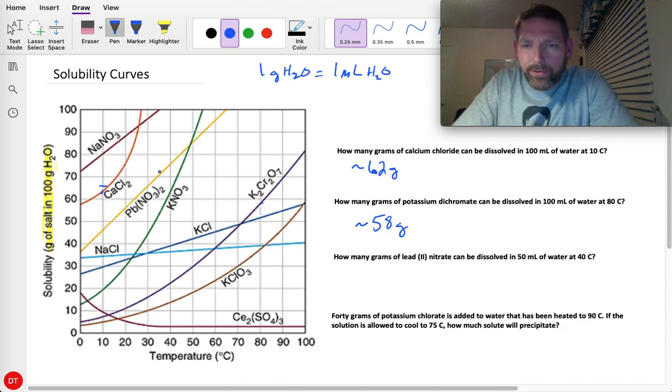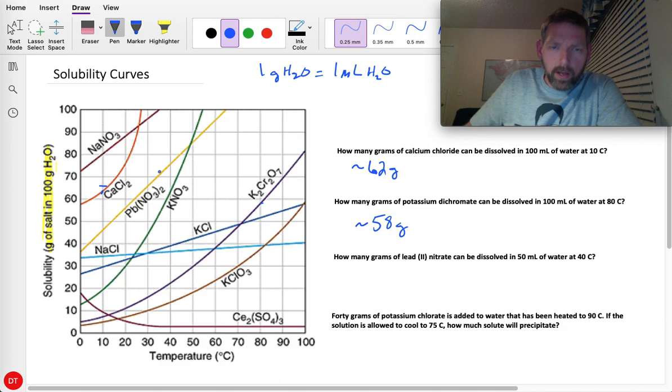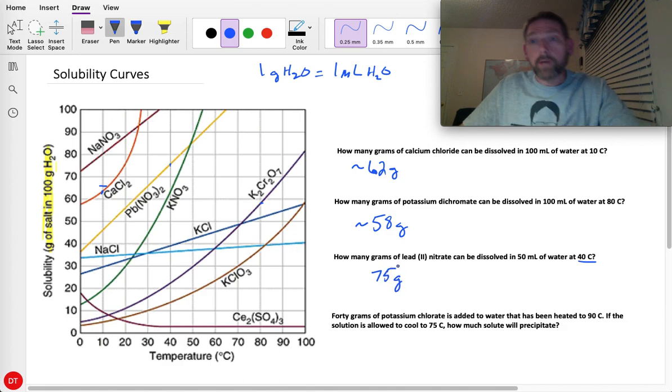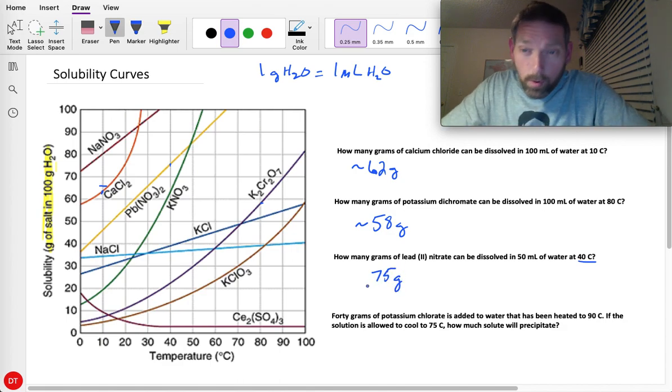So lead II nitrate, all right. So we've got at 40. Let's see, at 40 degrees, right? Let me underline that a little better for you. 40 degrees. So let's find our 40 degree mark. We go up, we go up, we go up. That puts us right there at that point, right? And so that looks like it's between 70 and 80. So we would say 75 grams. But if you wrote 75 grams, you would be wrong.